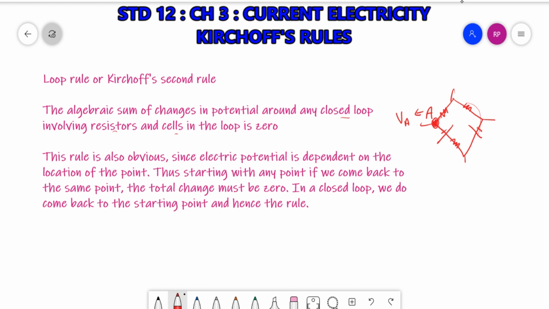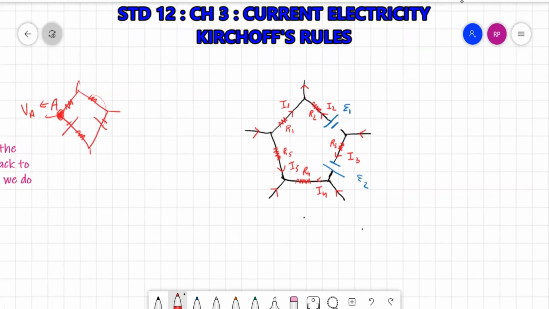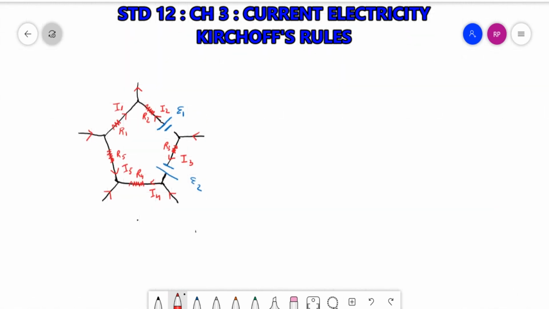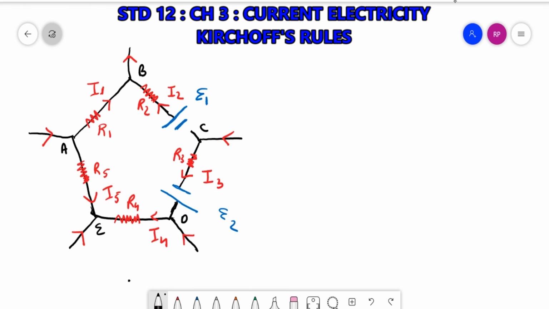Now let's take an example to explain this rule. Here you can see a closed loop. Let's start with point A. Now remember our sign convention. When our journey and the direction of current are the same, minus IR. Opposite, plus IR. When we move in a battery from positive to negative terminal, minus epsilon, and negative to positive terminal, plus epsilon.